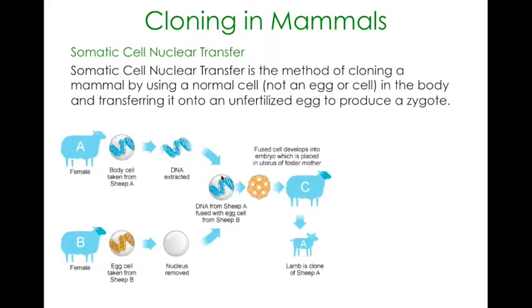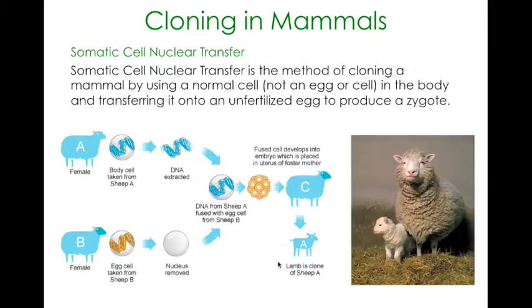Through artificial means, obviously. But then that egg will now be able to divide and form an embryo, a cluster of cells, and then once it grows large enough, you put that clump of cells into a different sheep altogether, and then it will produce a lamb that has the same DNA as sheep A, because that's where the DNA comes from to produce that lamb.